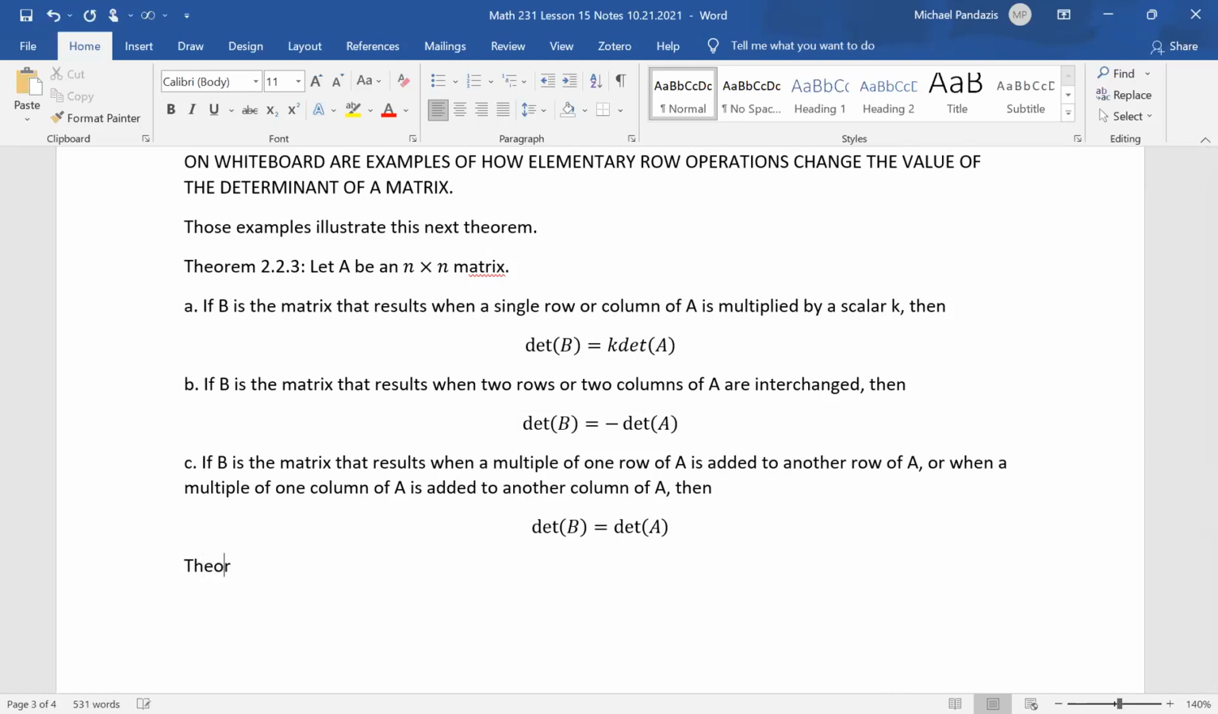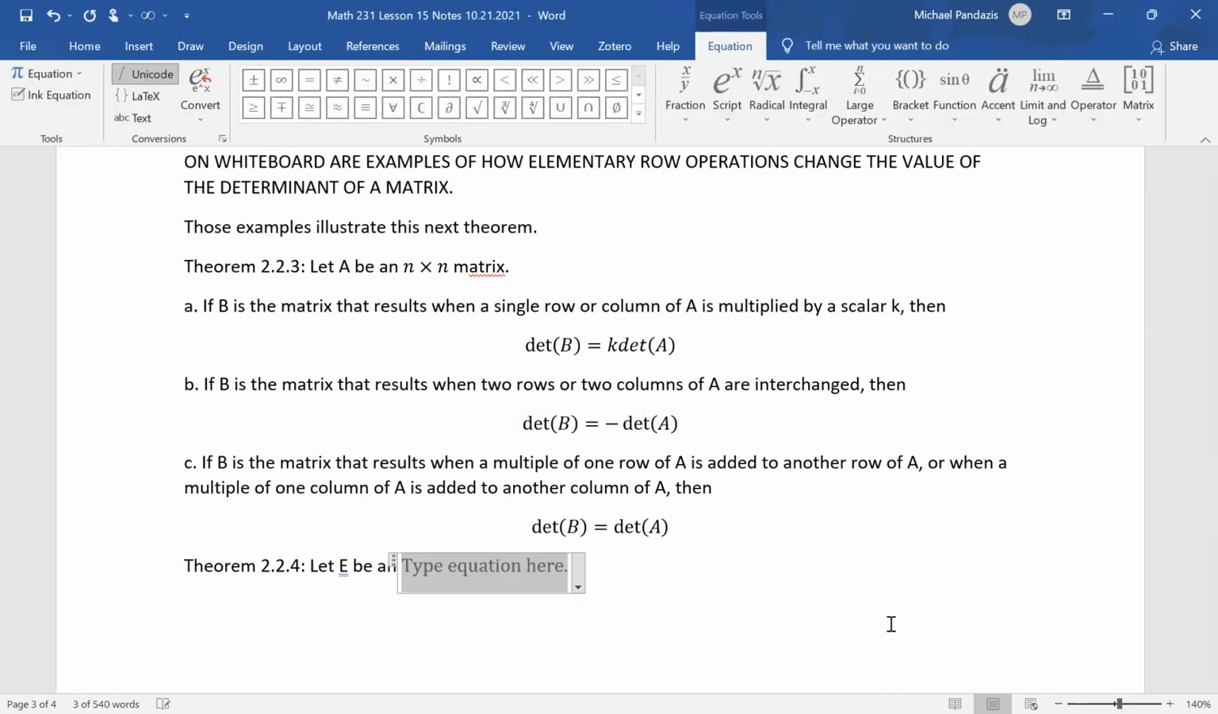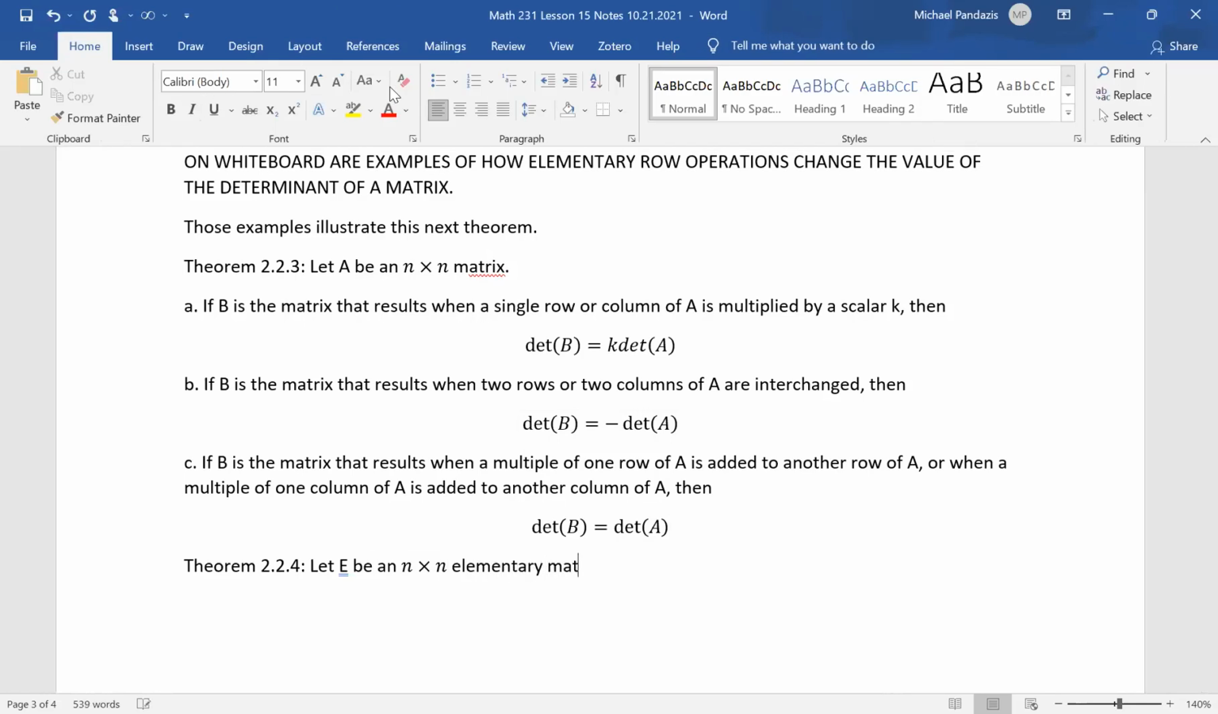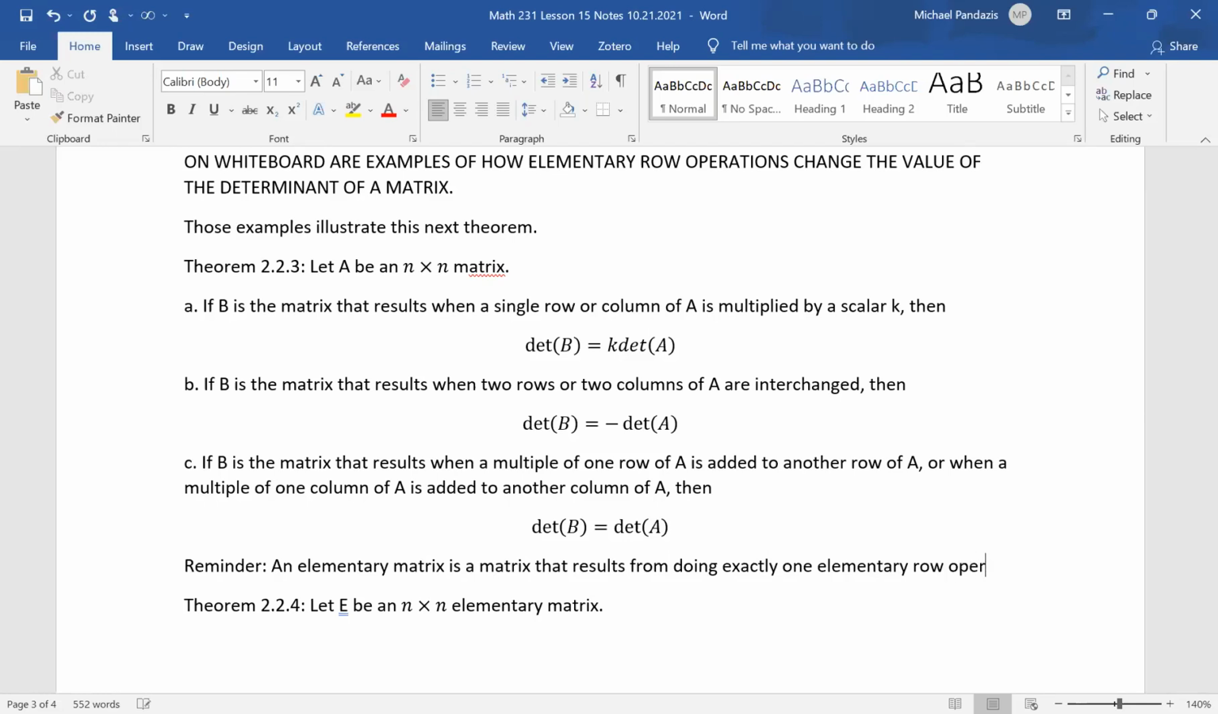So the next theorem, 2.2.4, is specific to elementary matrices. So let E be an n by n elementary matrix. Remember, an elementary matrix is one that results from doing exactly one elementary row operation on an identity matrix, right? So a reminder, an elementary matrix is a matrix that results from doing exactly one elementary row operation on an identity matrix.